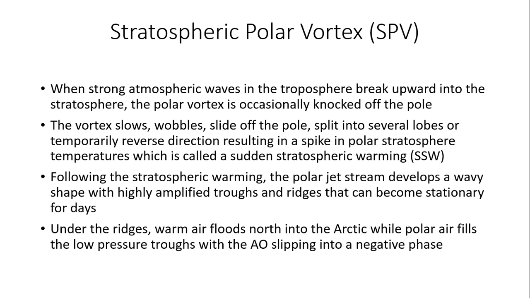Following the stratospheric warming event, where you get these abnormally warm temperatures up in the second layer of the atmosphere, the stratosphere, the polar jet stream then develops a wavier, meridional configuration with highly amplified troughs and ridges extending into the mid-latitudes, and they can become stationary for days. Now, under the ridges, you typically get that warm air that floods north into the higher latitudes, into the Arctic, while the polar air fills the low-pressure troughs, with the Arctic Oscillation then flipping over into a negative phase.